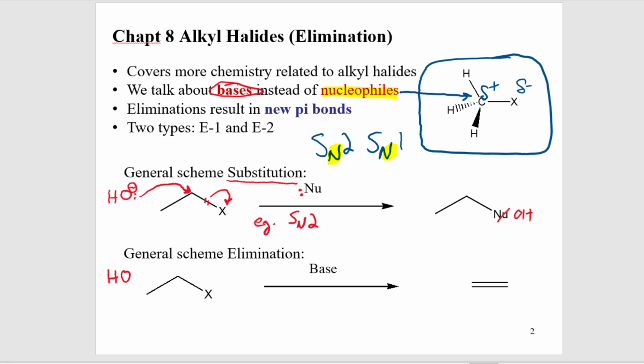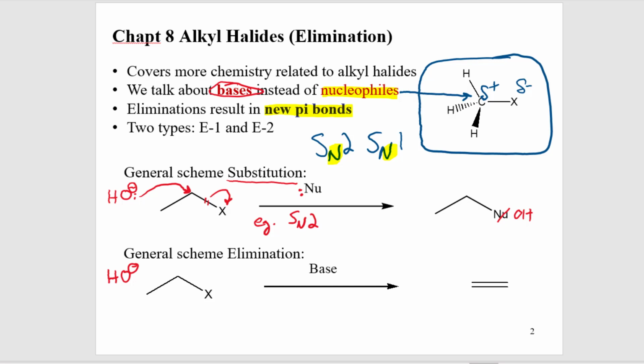There are two elimination mechanisms. One's called E1 and one's called E2, very similar to SN1 and SN2. And you will see similarities between them. But what you'll notice is that the OH does not become part of the new product. A new pi bond is formed. So the product of an elimination, whether it's E1 or E2, is going to be a new pi bond that wasn't there before. I can still use the same type of negatively charged compound, but it's going to behave differently.